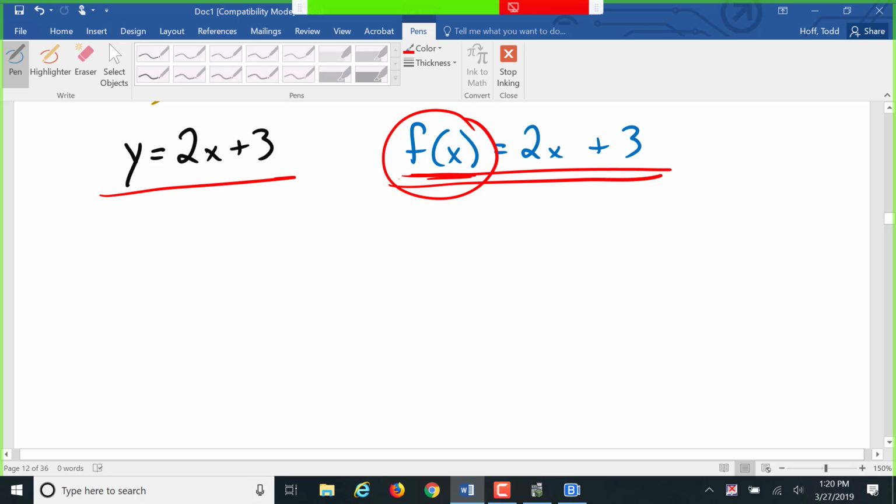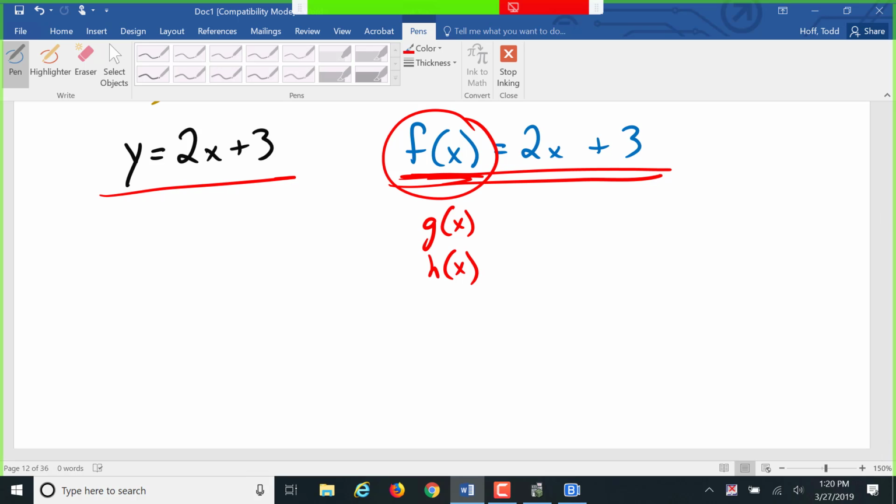The notation f of x, now it could use other letters. We could use g of x or h of x or whatever. That way we can refer to the functions as f, g, and h. So that's one of the purposes of using that notation, is that we can refer to the functions very quickly. This is the function f or the function g or the function h. One of the other things it does is it allows us to ask a question.